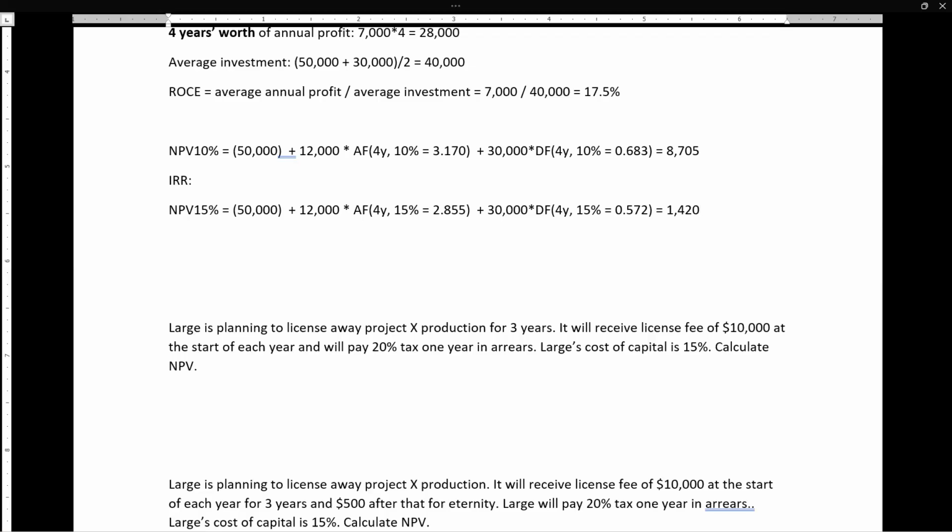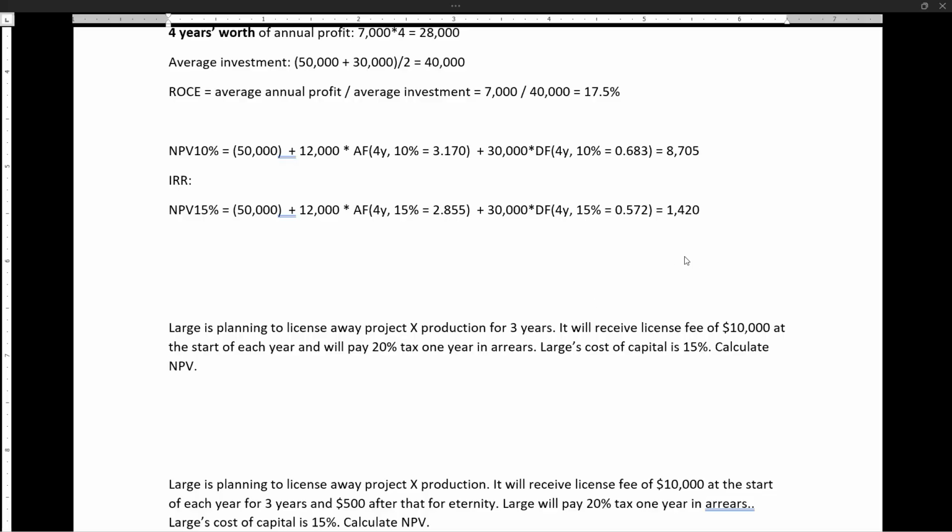So once again, I have minus 50, I have plus 12 multiplied by 2,855, right? Plus 30 multiplied by 0.572. And I got the third version. Okay, hold on a second. I will use my spreadsheet and I will get back to you in a second.